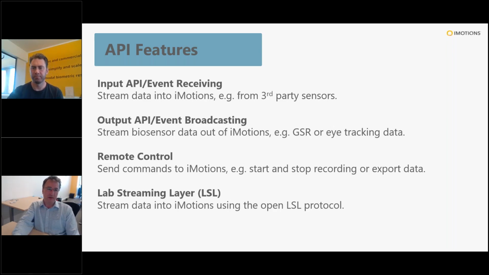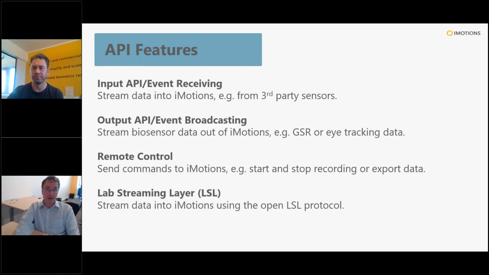You can save the data, but you can also stream it out in real time, receive it in your own application in order to do something with it, which is exactly what the example of ePrime is, or the example that I'm going to show you later with Unity is. And then there's the remote control interface, which is about this automation of workflows that I talked a bit about before. And lastly, we have the lab streaming layer, which is a recent addition to the iMotions solution.